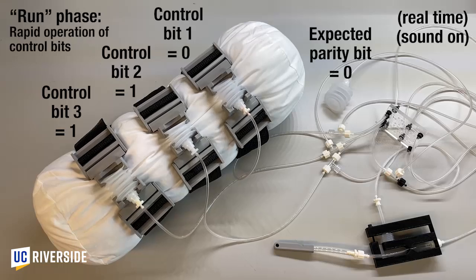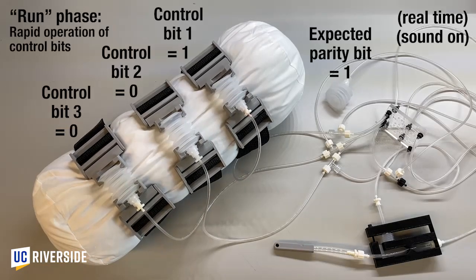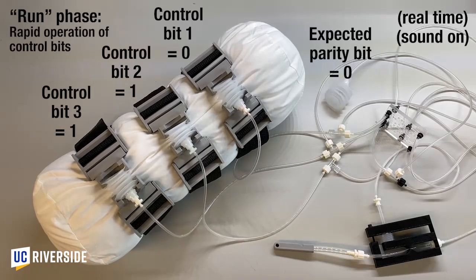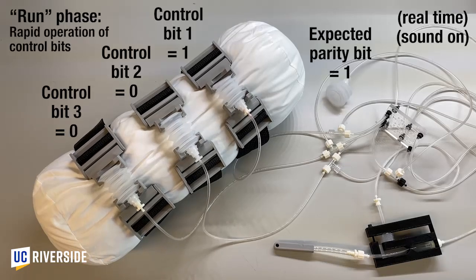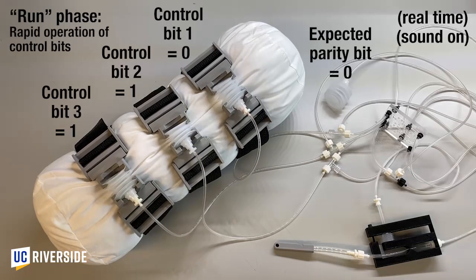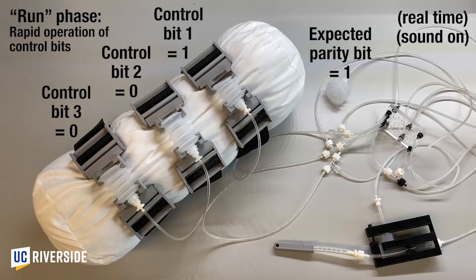This video demonstrates a different mode of operation. In this mode, the system alternates between two phases. In the run phase, the pneumatic error detector is not operated, so the control bits can be actuated rapidly, as shown here.